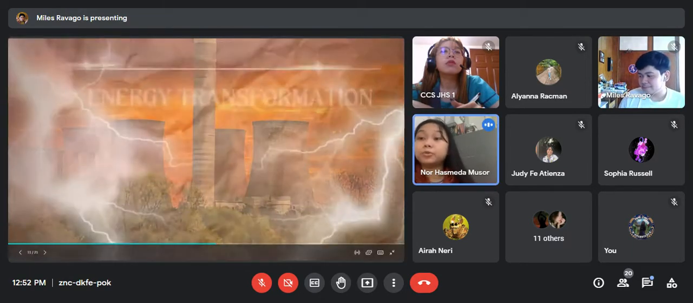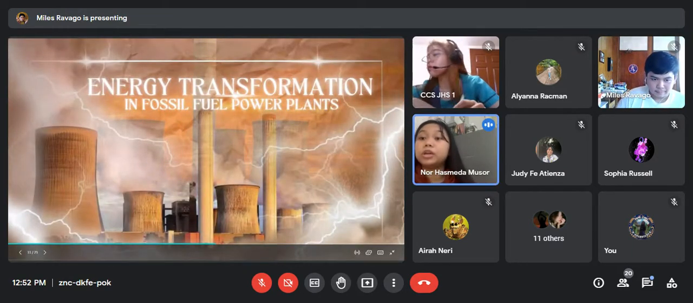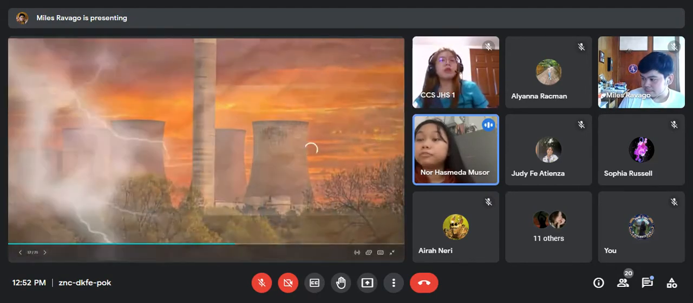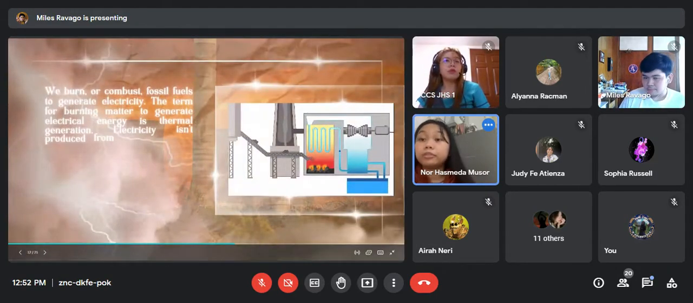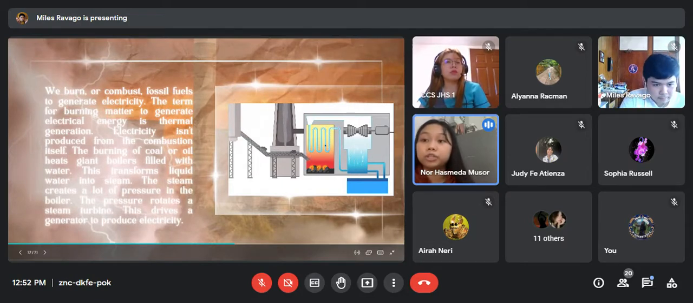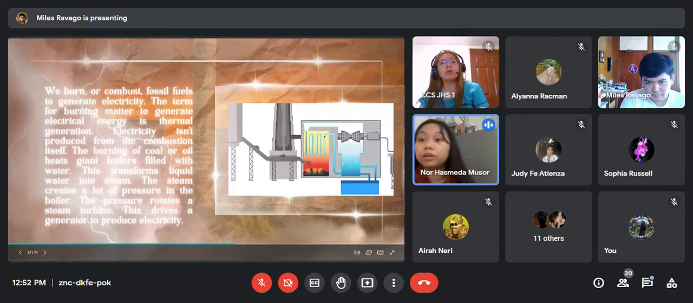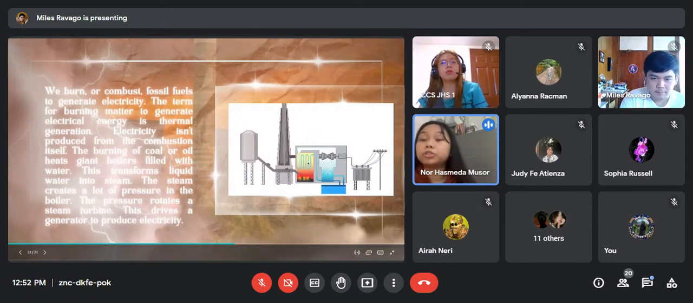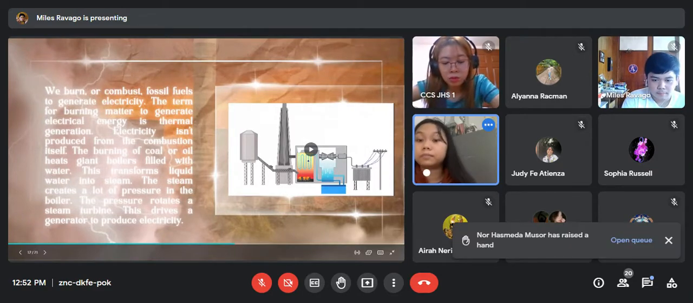Fossil fuel power plants also involve the transformation of energy. We burn or combust fossil fuels to generate electricity. The term for burning matter to generate electrical energy is thermal generation. Electricity isn't produced from combustion itself. The burning of coal or oil heats giant boilers filled with water. This transforms liquid water into steam. The steam creates a lot of pressure in the boiler. The pressure rotates a steam turbine. This drives a generator to produce electricity.